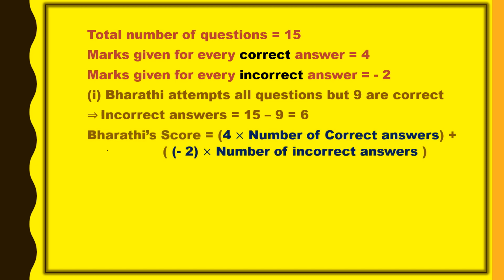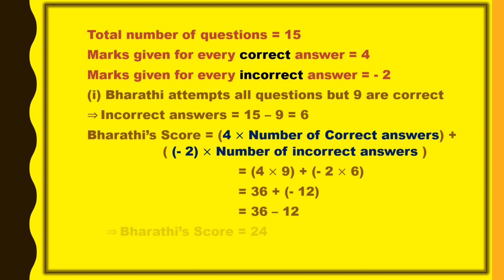So to find out Bharati's score, each answer is 4 marks and she wrote 9 correct answers. So I can write 4 into the number of correct answers plus minus 2 into the number of incorrect answers. We know the number of correct answers is 9 and the number of wrong answers is 6. So 4 nines are 36 minus 12. So 36 minus 12 is 24.